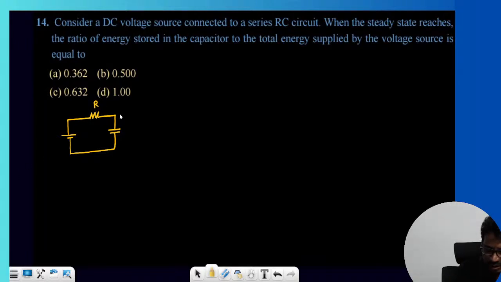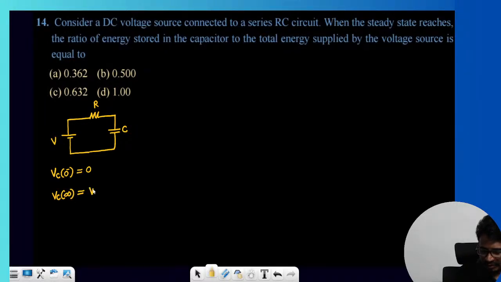Now this is my R and this is my C. Can you tell me the voltage across this capacitor? Now you can see the switch is closed at t equal to 0. Before that there is no energy. So initially the capacitor will behave like a short circuit, that is VC of 0 minus equals 0. And VC of infinity is how much?